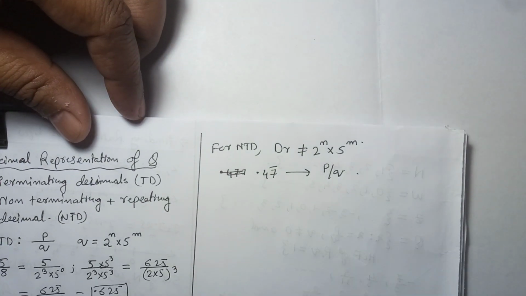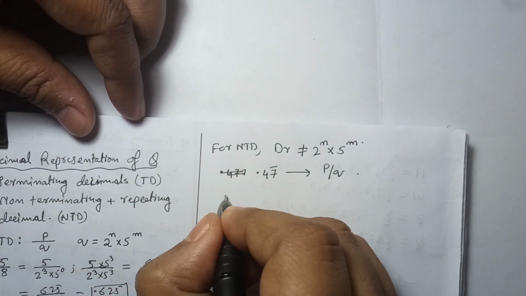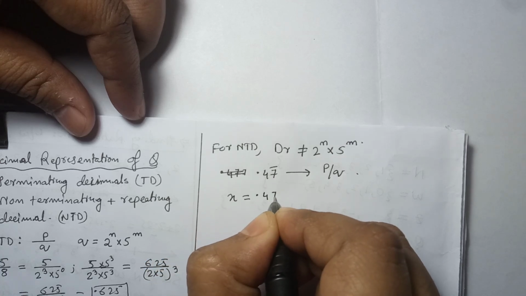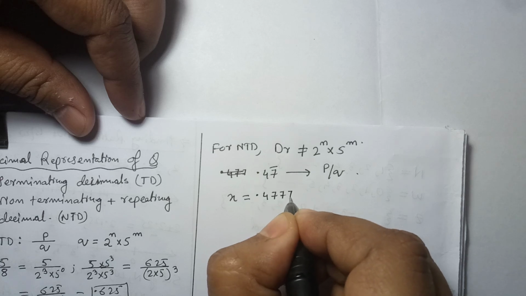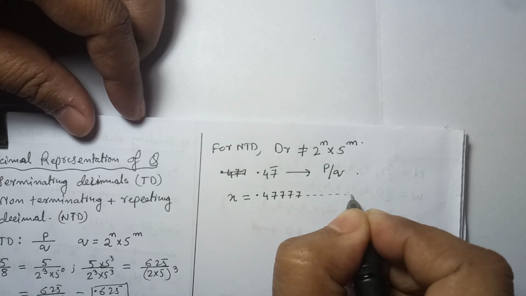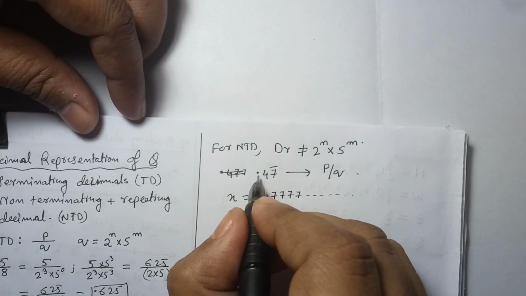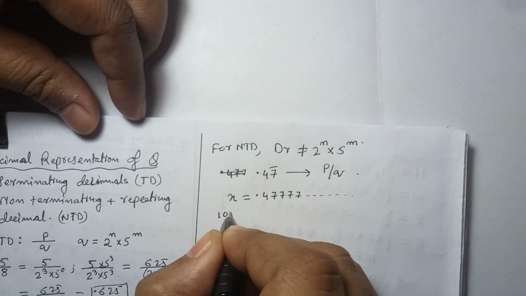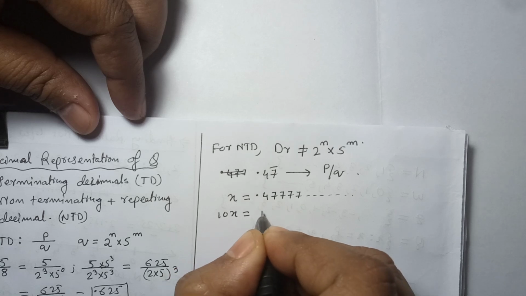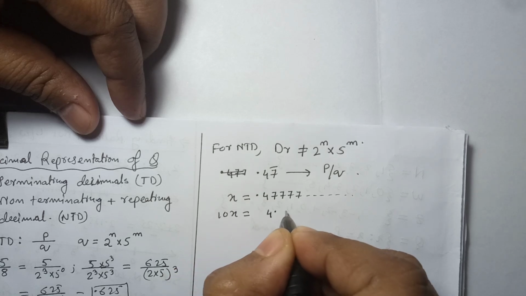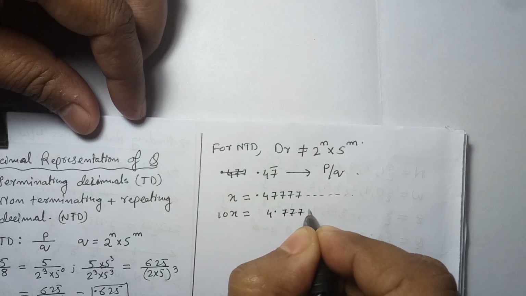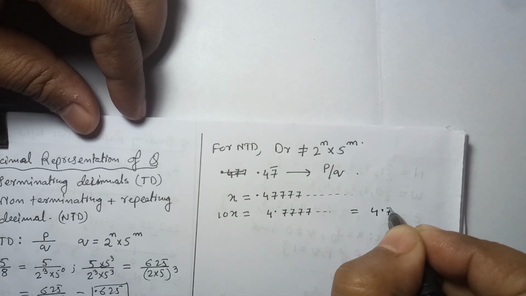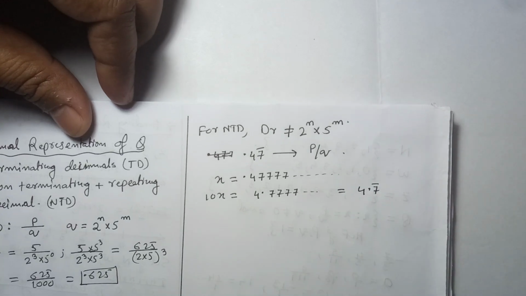First, we say let x is equal to 0.47 bar, so 7, 7, 7 and so on. Then we multiply it by 10x. What do I have? 4.7777 and so on. That is 4.7 bar. Right?